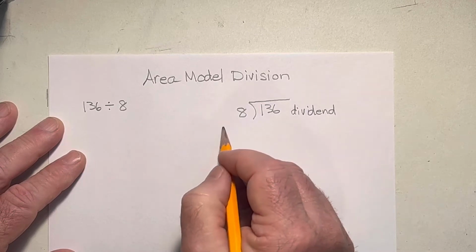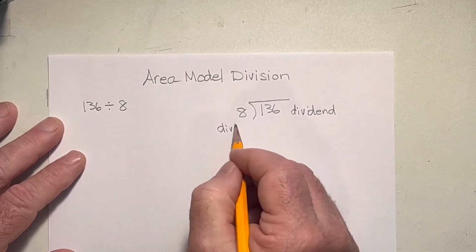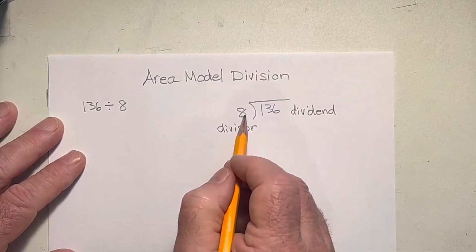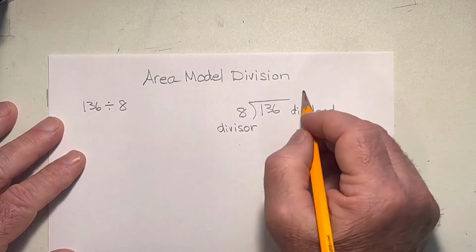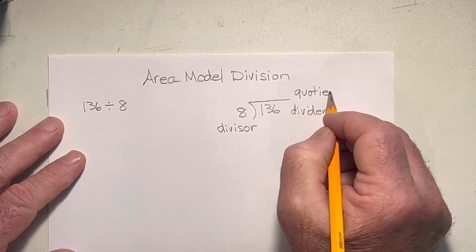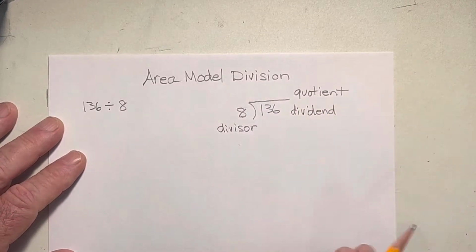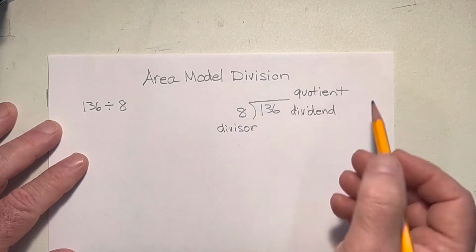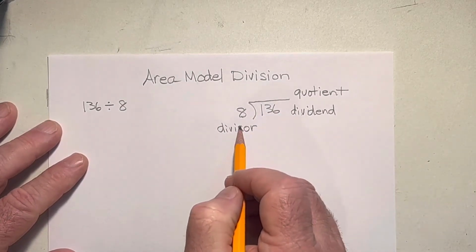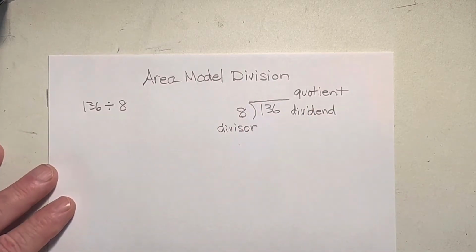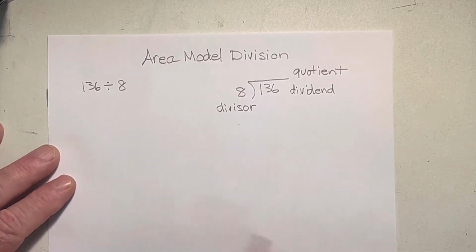This number is the divisor. It's the number we divide by. We need to know how to multiply this number. Our answer to the problem is the quotient. Now, remember those vocabulary terms. The dividend is the number we're dividing, the divisor is the number we're dividing by, and the quotient is our answer. Let's go ahead and do this problem.